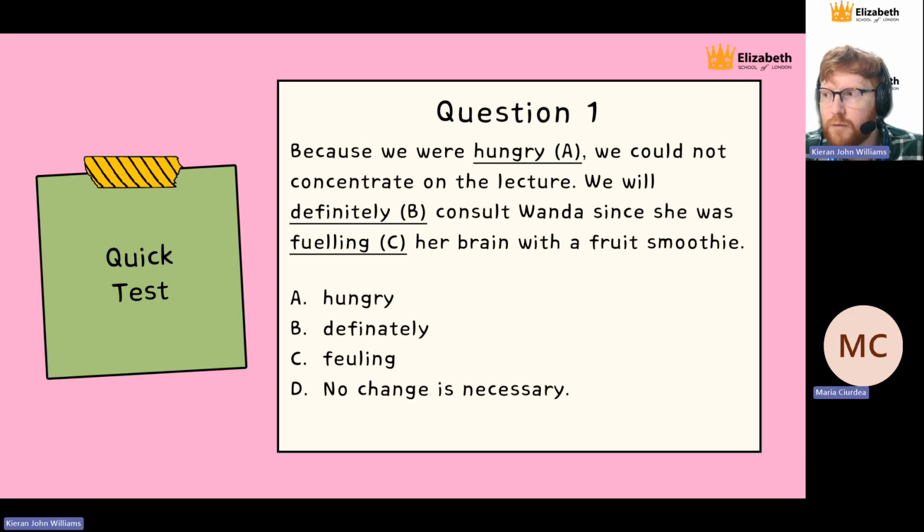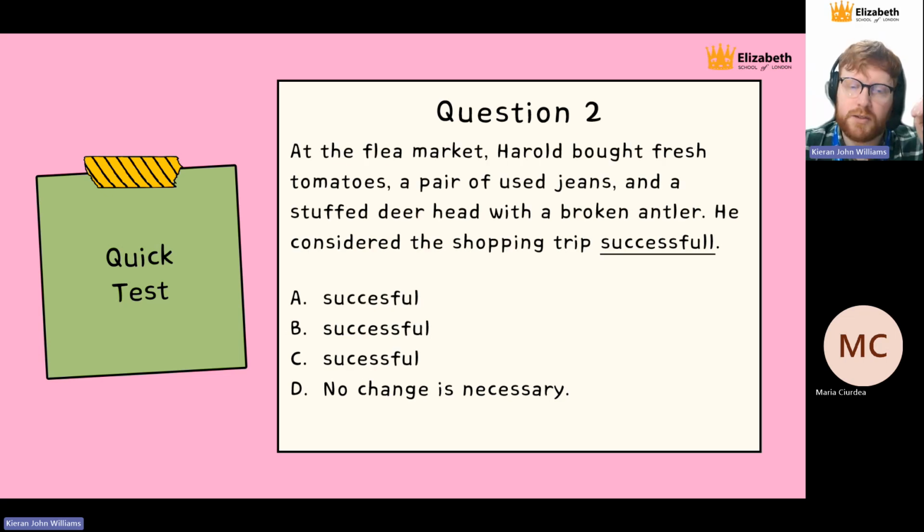Fueling is correct because it has, like we said, the consonant and then vowel. No, sorry, the other way, vowel then consonant. Yeah, like E-L in fuel. So you needed to have the double L. Okay. All right. Question number 2.